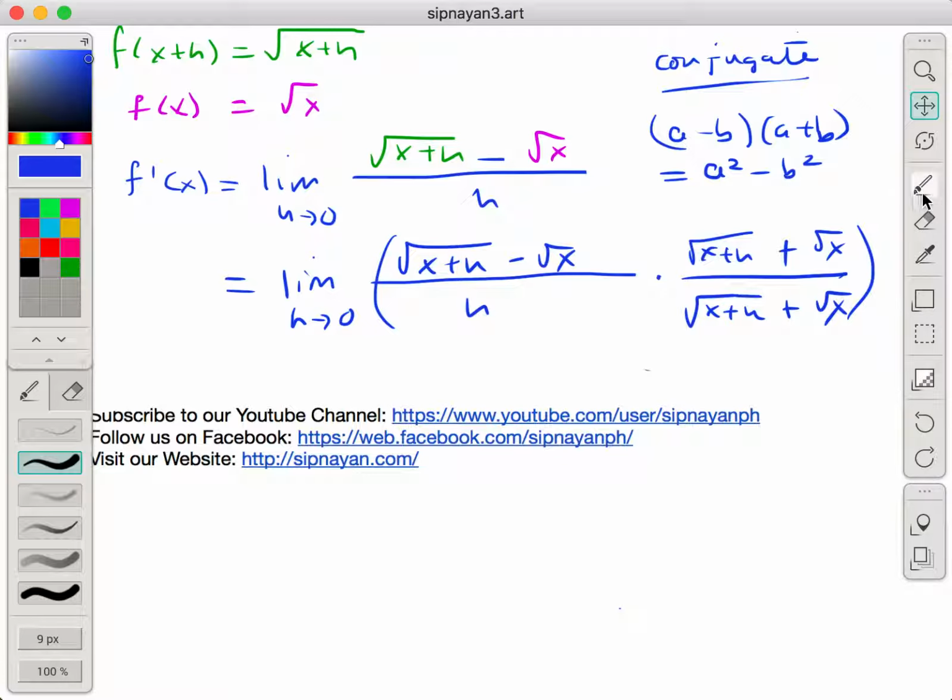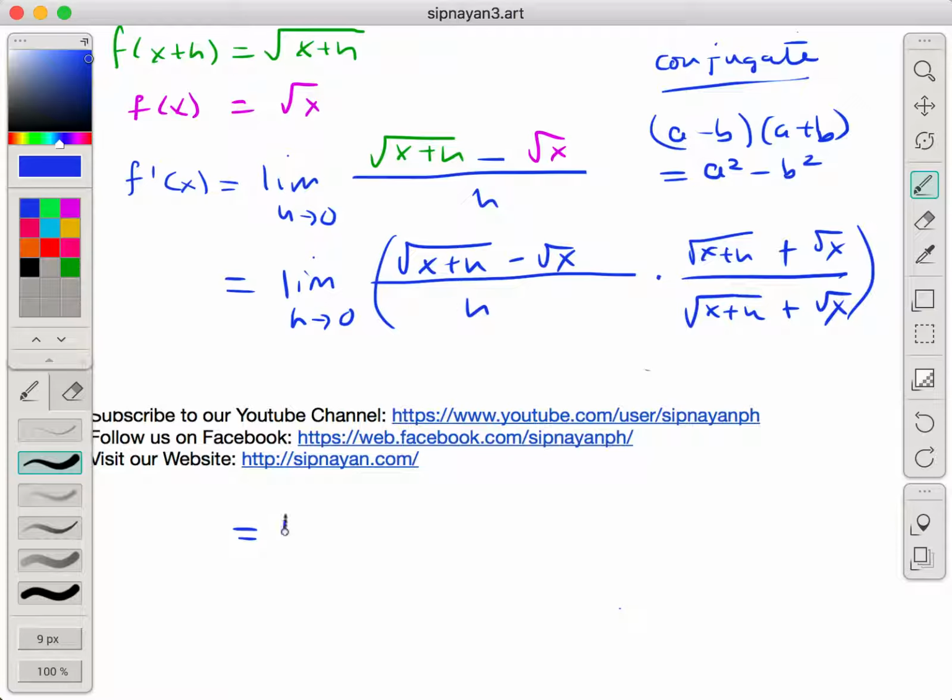Banggit ko sa mga previous videos na dapat alam na alam niyo yung inyong algebra kasi gagamitin natin lahat ng knowledge sa algebra sa pag-compute sa mga computations, sa mga calculations sa calculus. So pag-simplify ng mga expressions.